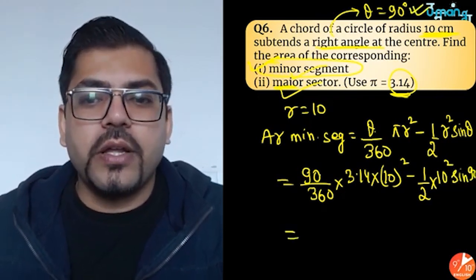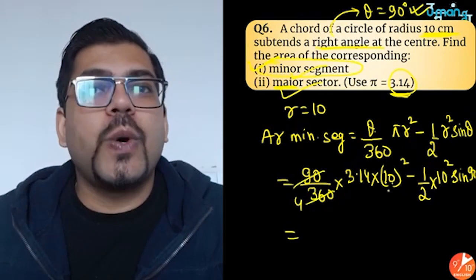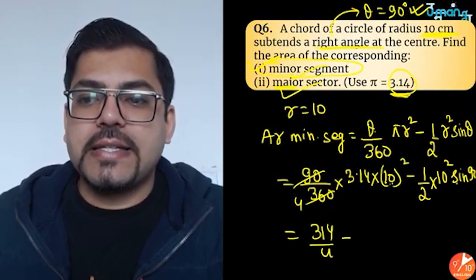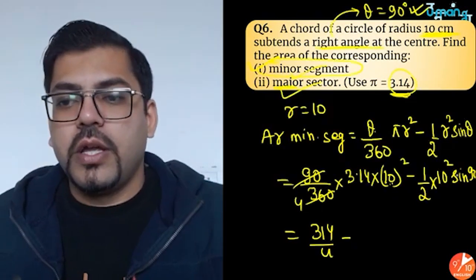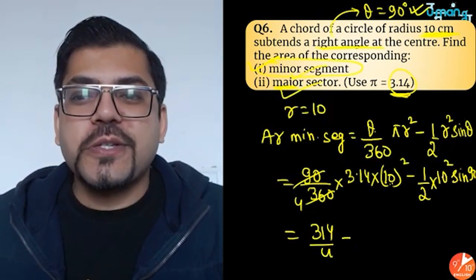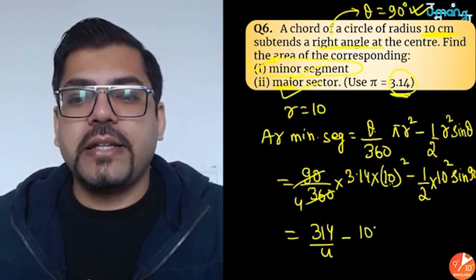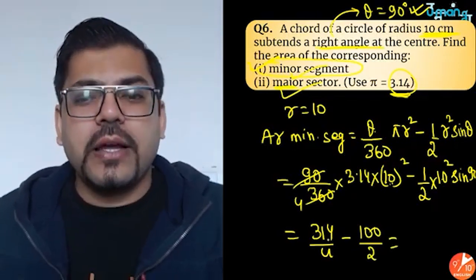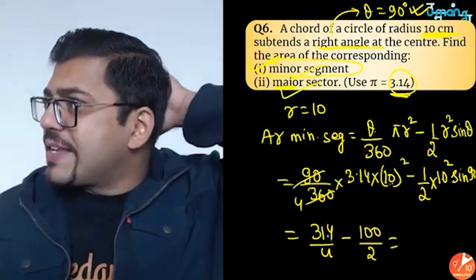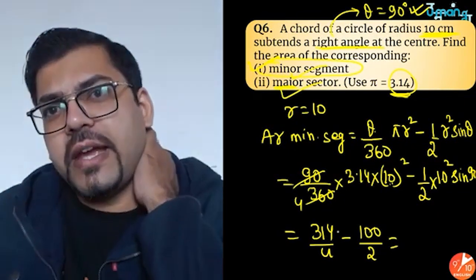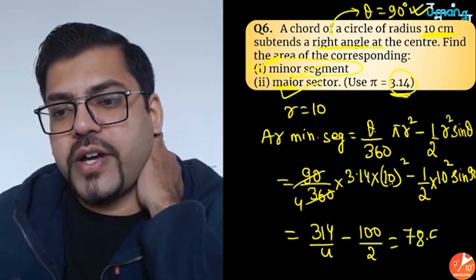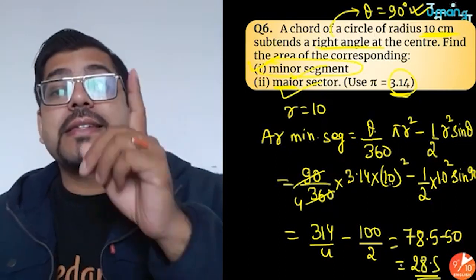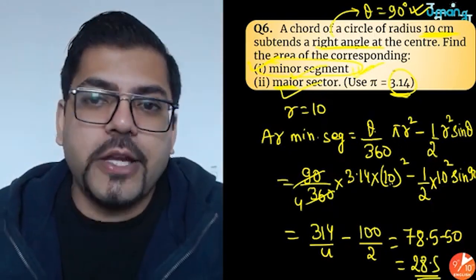You have to simply calculate it. 90 by 360, 4 times. 10 square is 100, 100 into 3.14, that is 314. 314 by 4, minus this sine 90 will be 1. Sorry, I hope you are understanding. Sine 90 is 1. So this is precisely 10 square, that is 100 by 2. So what you got, people, if I'm not wrong, 314 by 4 is 78.5. So this is 78.5 minus 50. And hence the final answer is 28.5. This is the area of minor segment. People, this is the area of minor segment.